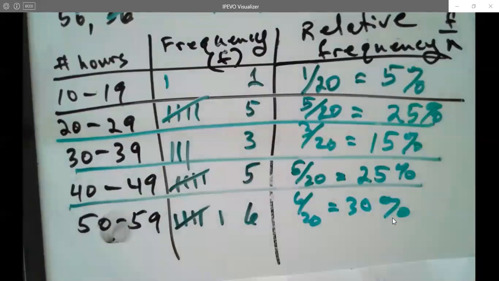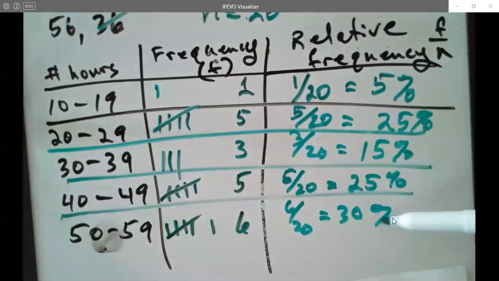Now, you should be able to check these by adding them all up, and they should add up to 100%. Well, 5 and 25 is 30, and 30 and 30 is 60, and 60 and 15 is 75. 75 and 25 is 100, so it checks. You can check it by adding all these up, and they should add up to 100.